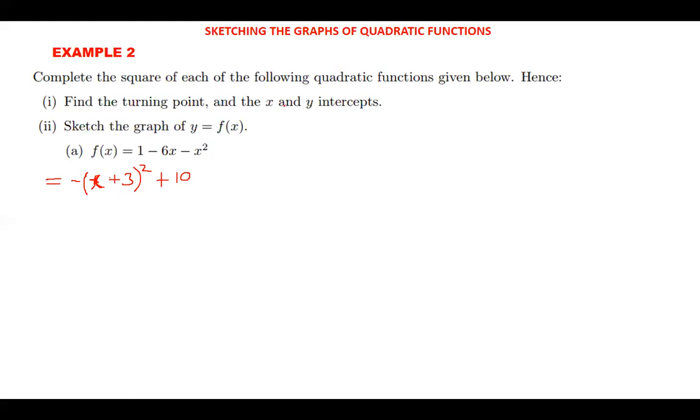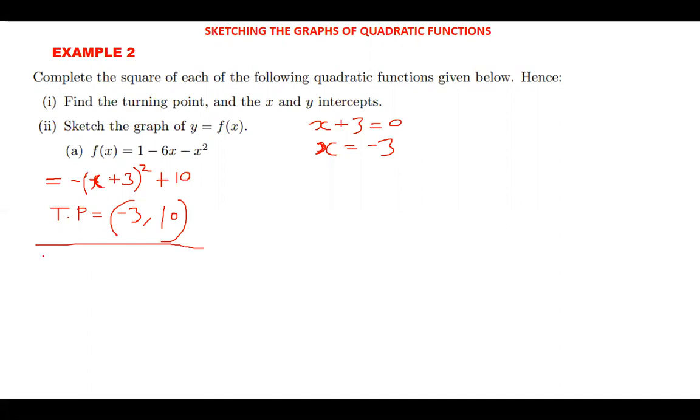To find the turning point and the x and the y intercepts, the turning point first of all would be given by, when you set this x plus 3 to 0, we discover that your value of x will just be equal to -3. So the turning point would be -3, comma, this 10 this side. So this is the turning point.